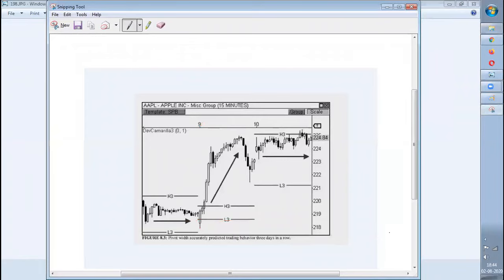So what will happen to the pivot width? The distance between the H3 and L3 will be much bigger, and that is what has actually happened. And what will happen to the day? The day will have a narrow range. It was not able to break the previous day high, and it was not able to break the previous day low. It was a very big range day, and finally the market remained in a very narrow state.